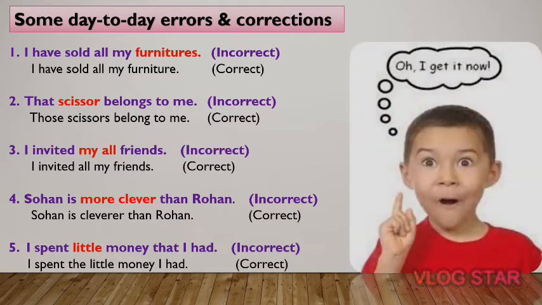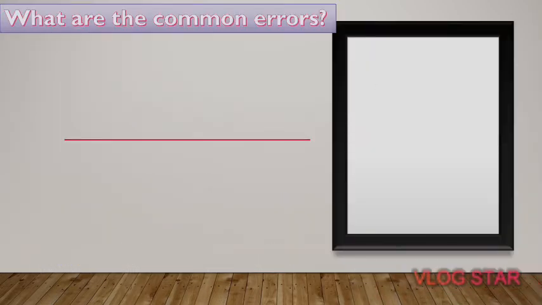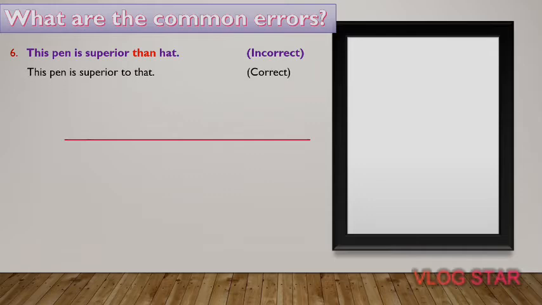Now next, move on to the sixth sentence we have here: "This pen is superior than that." The type of mistake we have in this sentence is the wrong usage of the preposition. Words like superior, inferior, anterior, posterior are generally followed by the preposition "to" instead of "than." So here the correct sentence will be "This pen is superior to that."